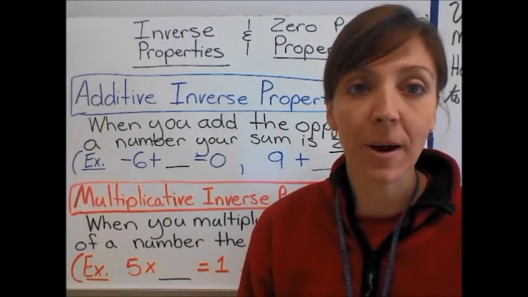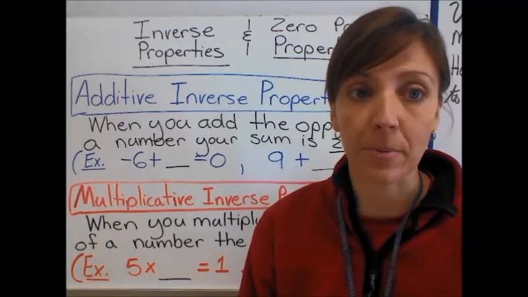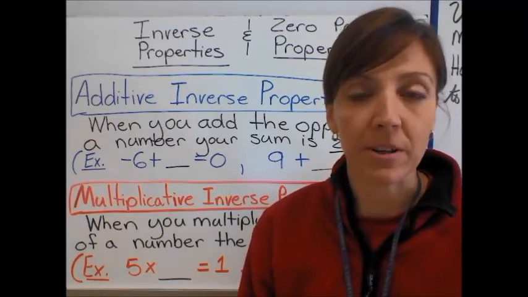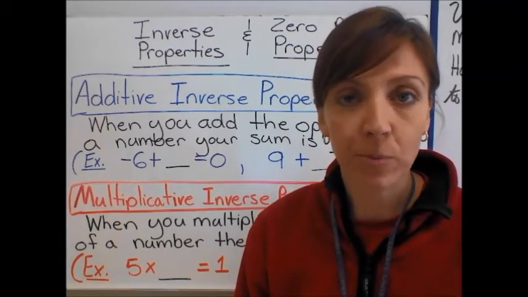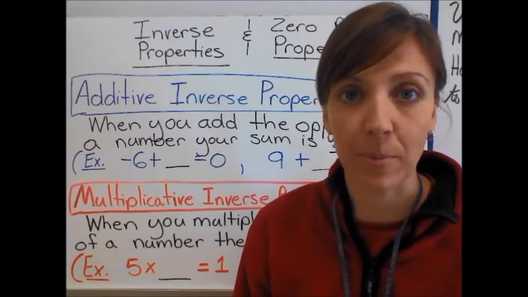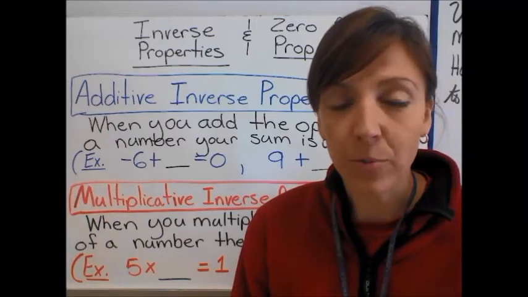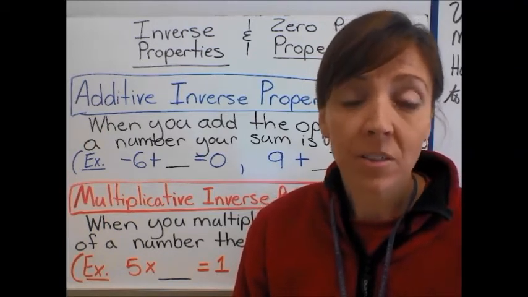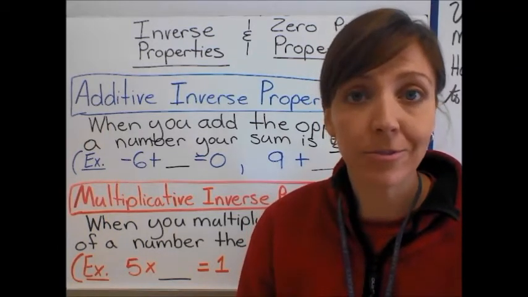to learn about inverse properties and zero product properties. Let's start with inverse properties. There are two forms of the inverse properties. It's additive inverse property and multiplicative inverse property. The additive inverse property simply states that if you add a number to its opposite, you get 0.